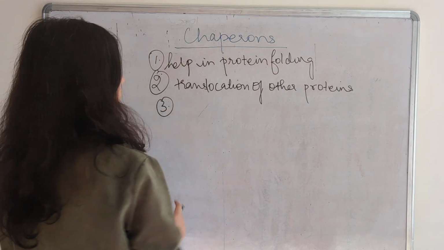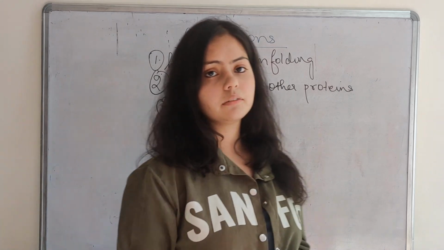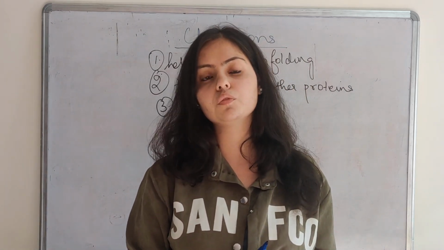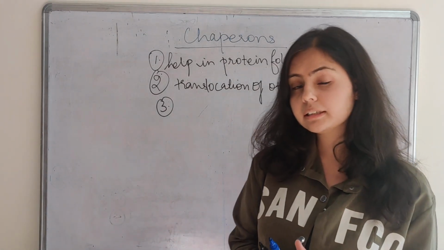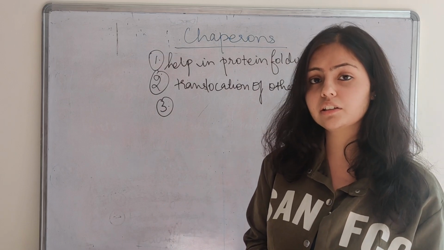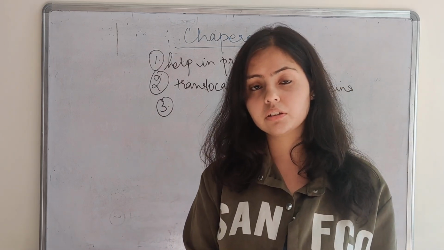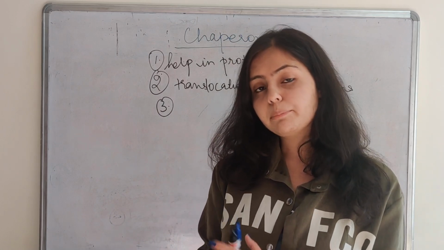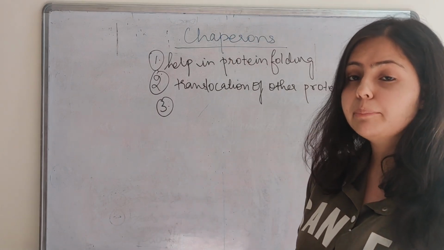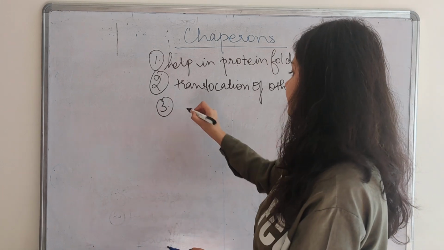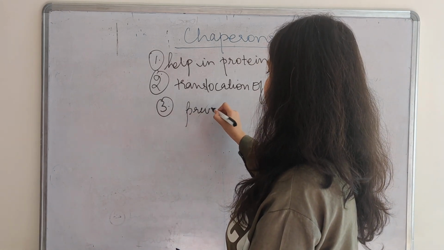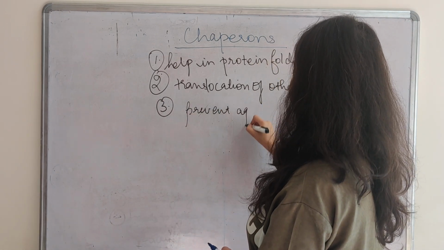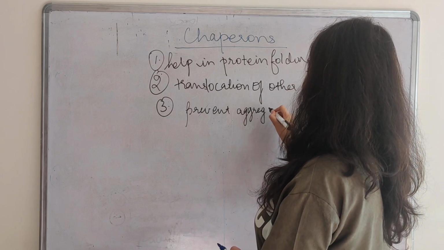Third is aggregation of proteins. When proteins are not folded correctly, they may aggregate. Aggregation means they may clump together. Aggregation is bad. So chaperons may prevent aggregation of proteins.